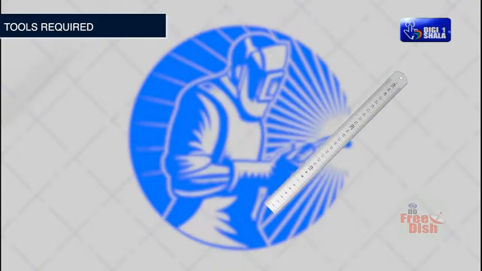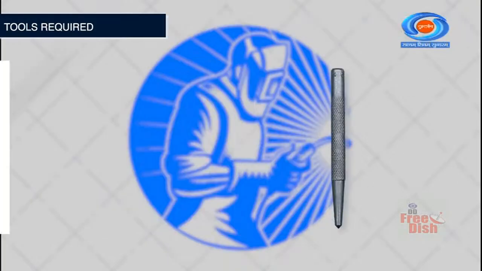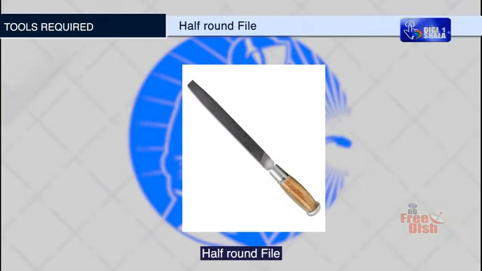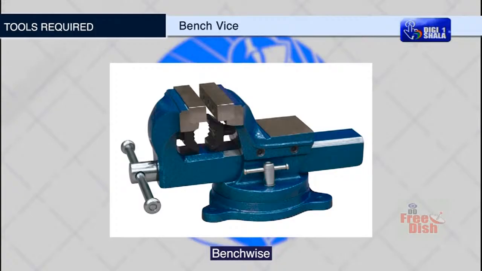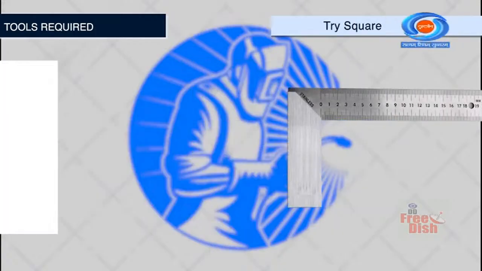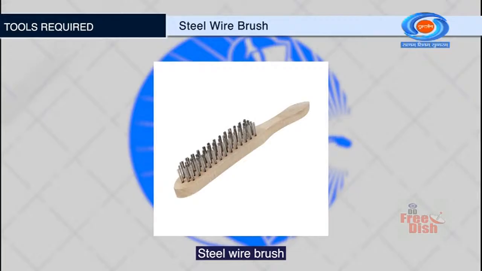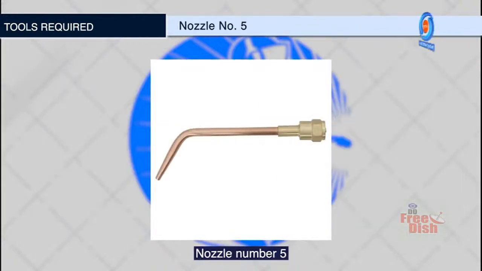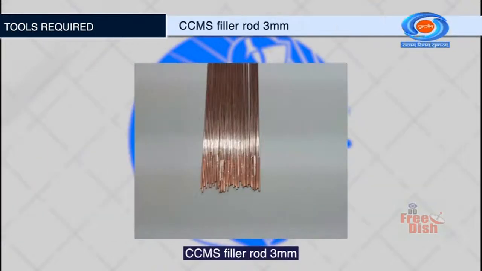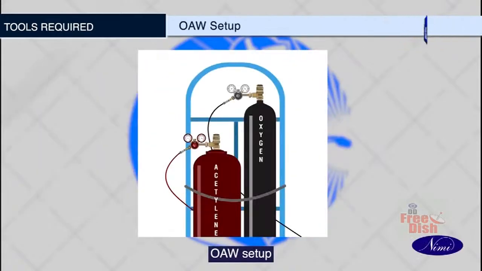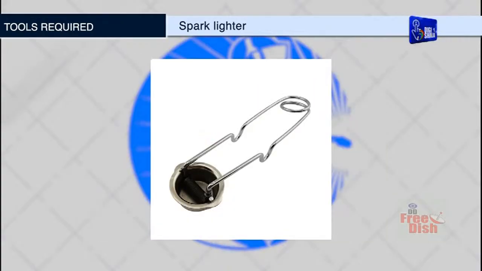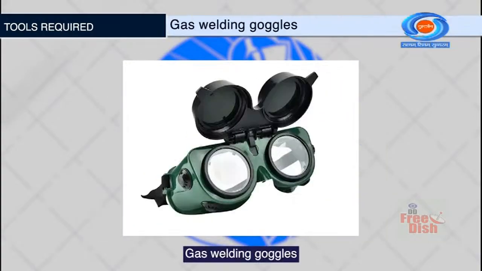Steel ruler, center punch or dot punch, ball peen hammer, angle grinder, half round file, bench vise, tri-square, chipping hammer, steel wire brush, safety clothing, gloves, PPE kit, nozzle number 5, CCMS filler rod 3 mm, OAW setup, cylinder key, tip cleaner, spark lighter, gas welding goggles.